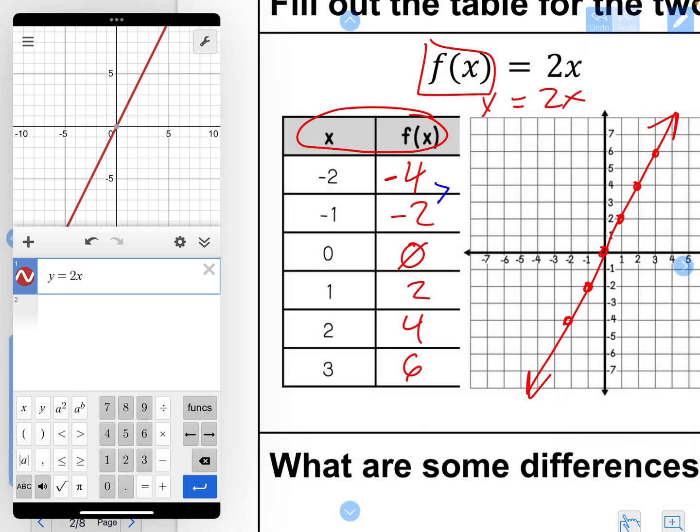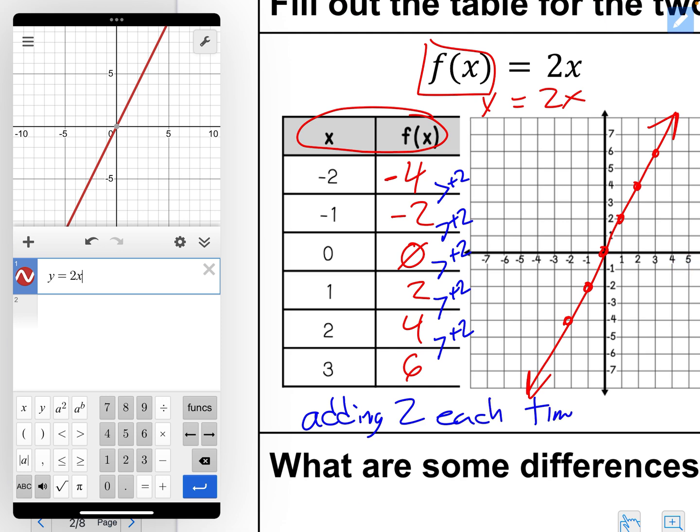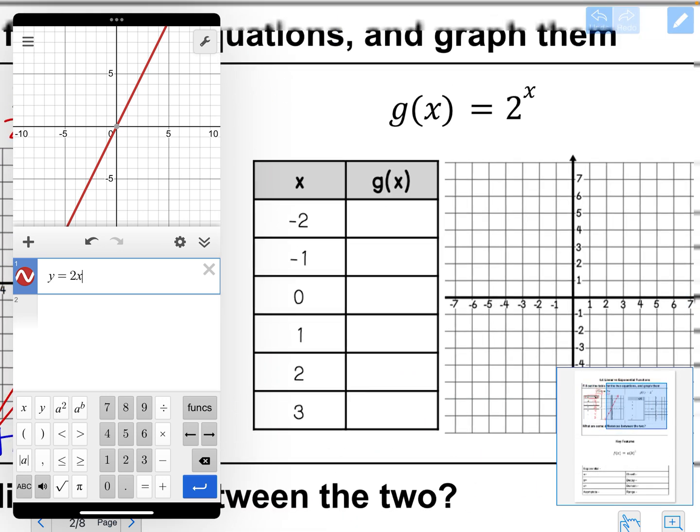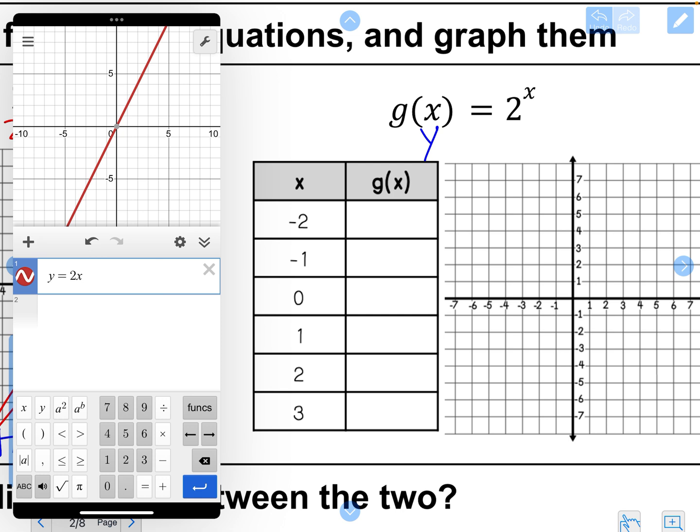The difference between -4 and -2 is we added 2. Plus 2, plus 2, plus 2. So we are adding 2 each time.